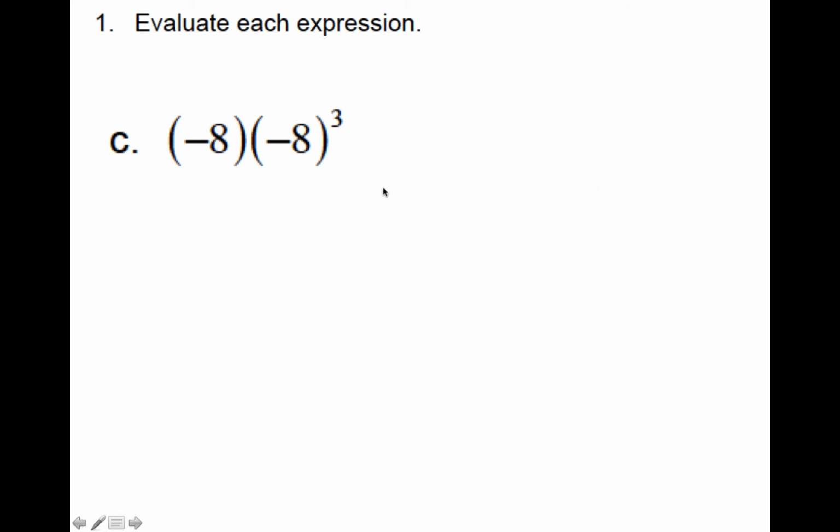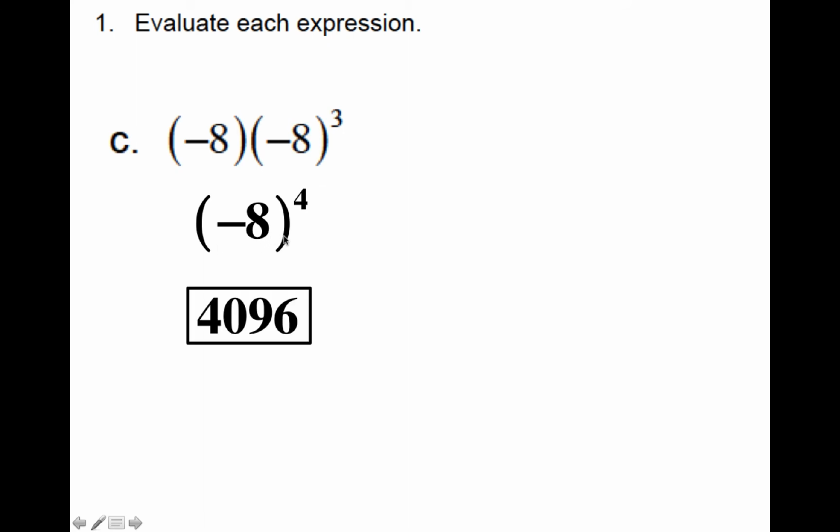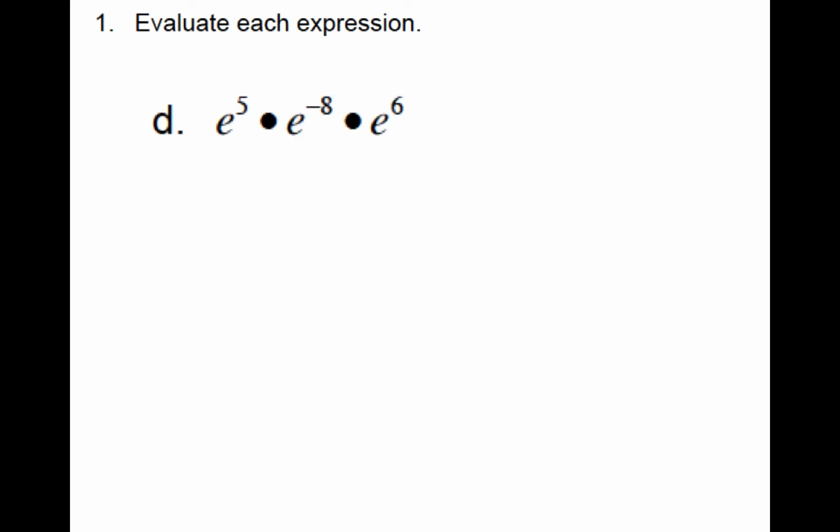Part C. Notice we have the same base, so we have negative 8 times negative 8 cubed. That means we have negative 8 being multiplied 4 times. So when we type this to our calculator, make sure you do parentheses to include the negative, and you should get 4,096.